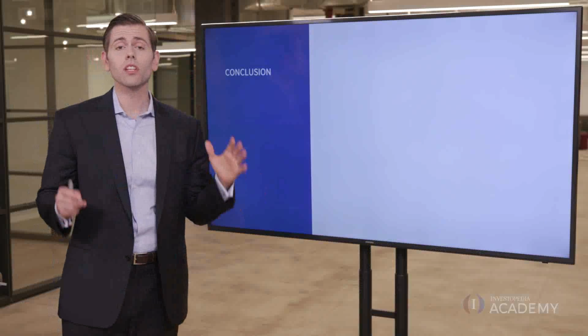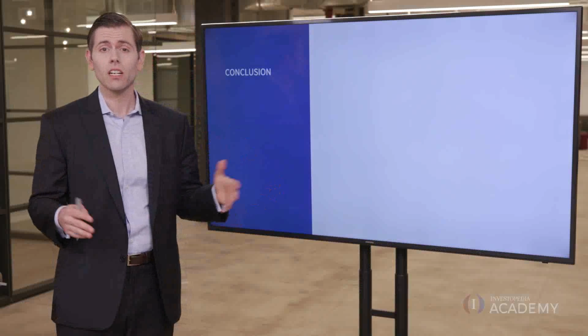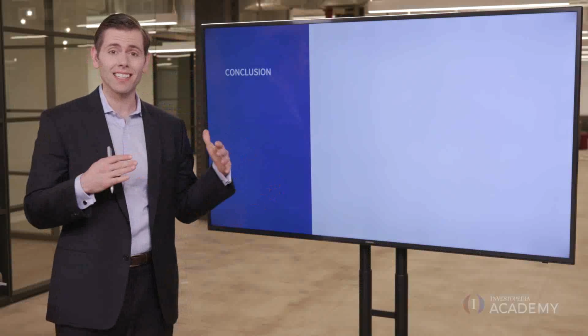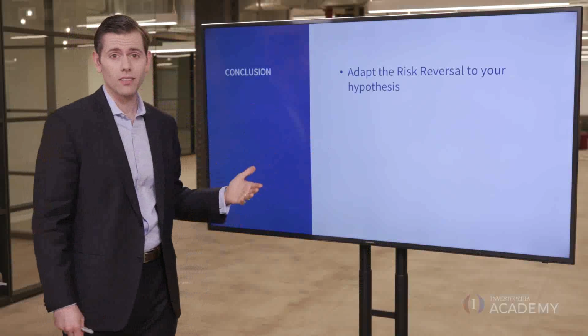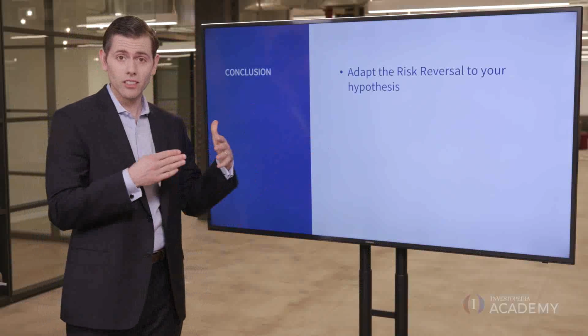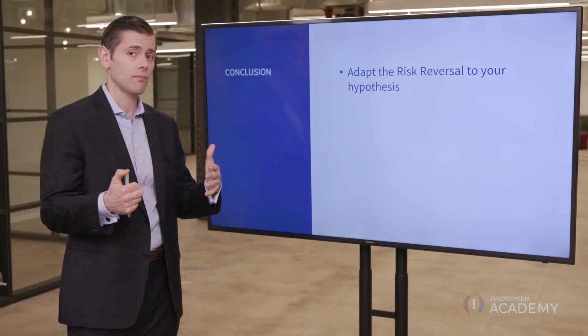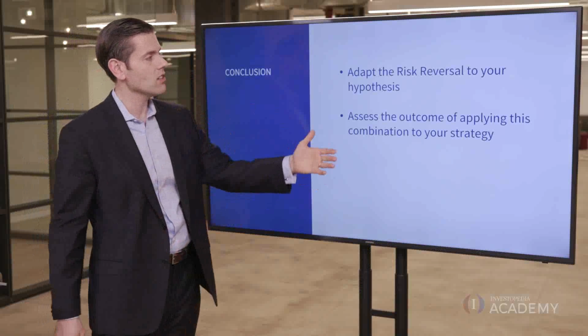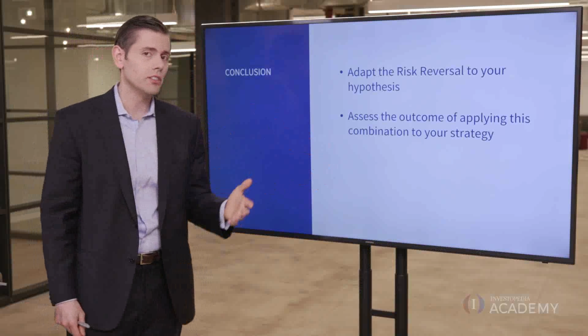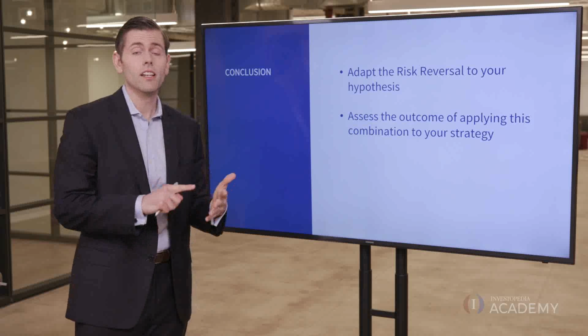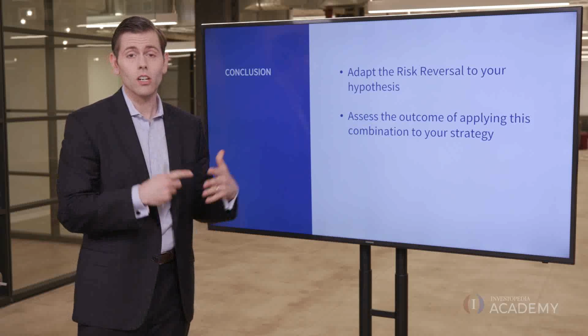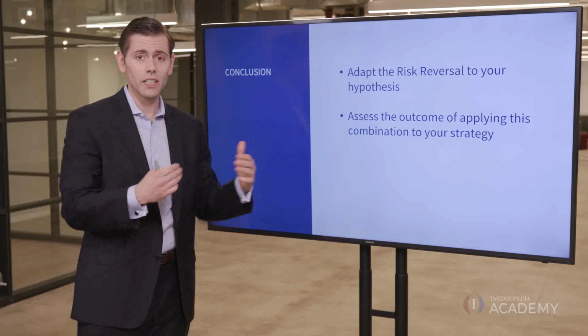So to conclude, the long risk reversal really works out when the stock pops and gains nicely. So remember, adapt the risk reversal to your hypothesis. You need to have a reason to expect upside in the stock. Also, assess the outcome of applying this combination to your strategy. Know your break-evens, know your max loss, know your max gain. Now go ahead, try another example in the workbook provided.